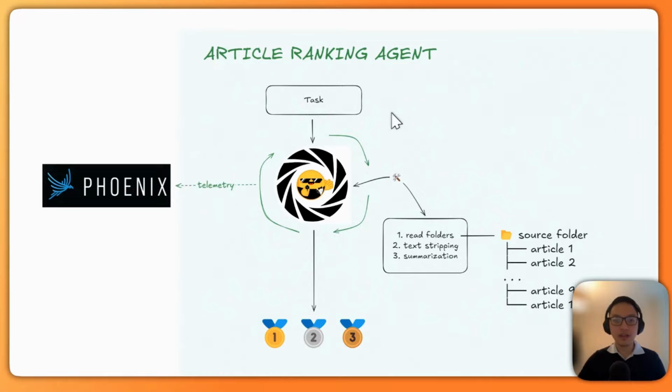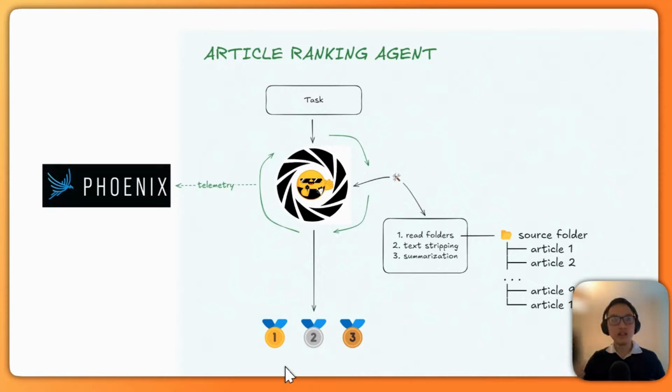And that task will get passed into SmolAgents. And here I've given it tools. So the tools that it's going to use would be first a tool that can read the files, and then a Python tool that will strip the text, so get it nice and clean, and then summarize it. So the agent will work in steps and iteratively to get to its final output and rank the articles from 1, 2, 3, and so on.